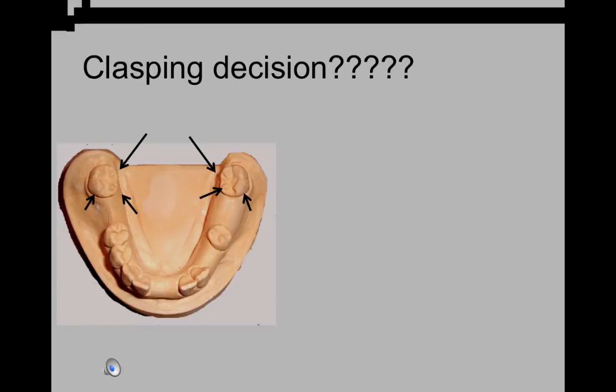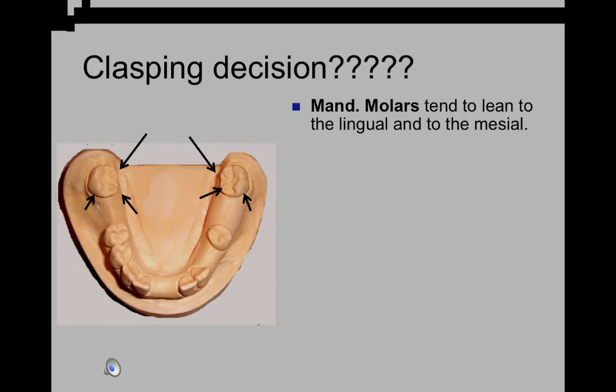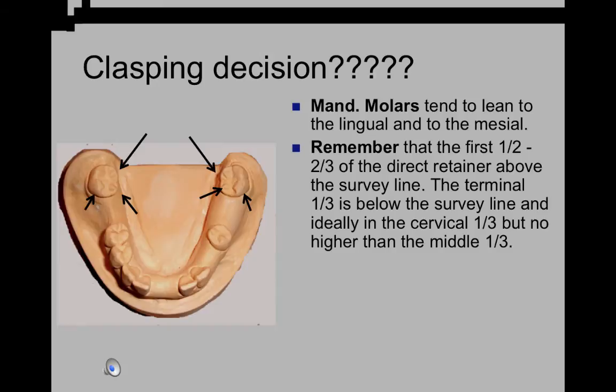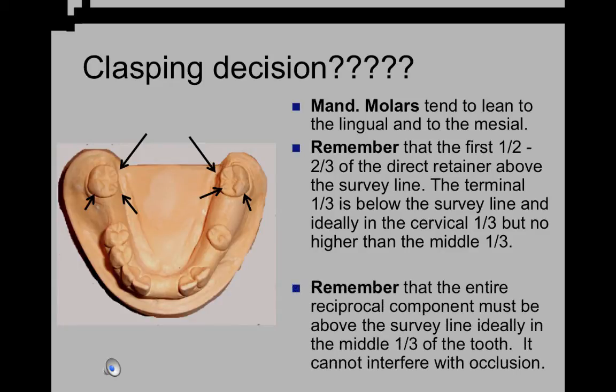Here are some things to remember with clasp decision. The mandibular molars tend to lean to the lingual and to the mesial, so the undercuts are going to be very strong on the lingual aspect. Remember that the first 1/2 to 2/3 of the direct retainer has to be above the survey line. The terminal 1/3 is ideally in the cervical third, but not higher than the middle third. Also, the entire reciprocal component has to be above the survey line, ideally in about the middle third of the tooth. It cannot be high and interfere with occlusion. With this in mind, we're going to look at the survey lines.